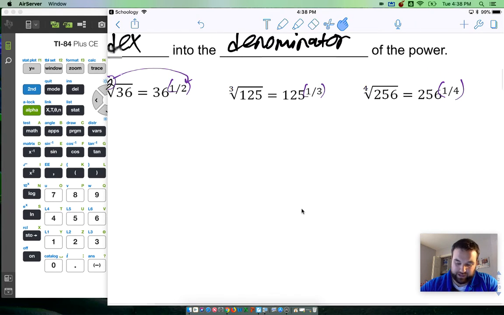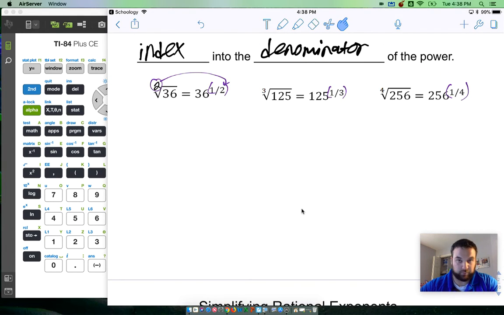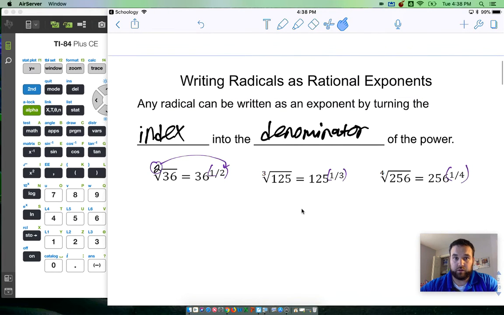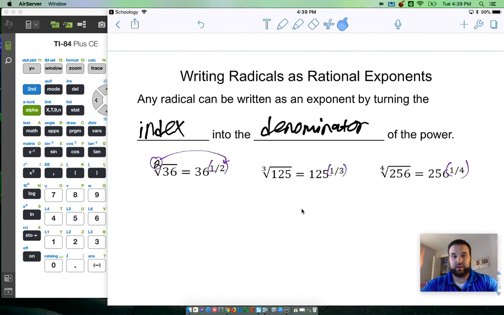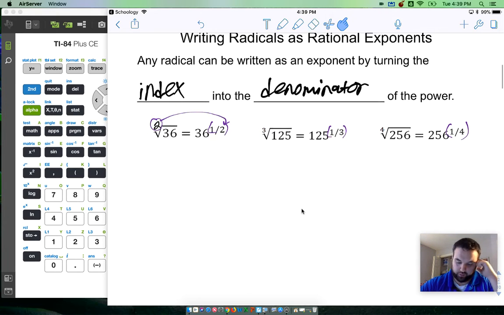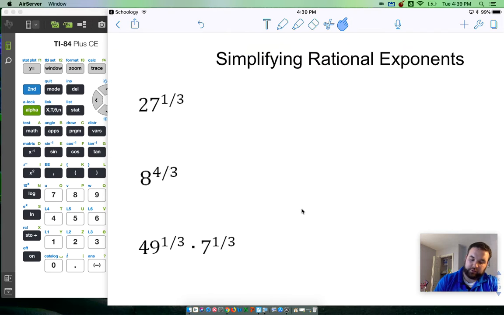It is completely out of there. So the index of the radical turns into the denominator of the power. And we're going to see how that works for a couple other things here.